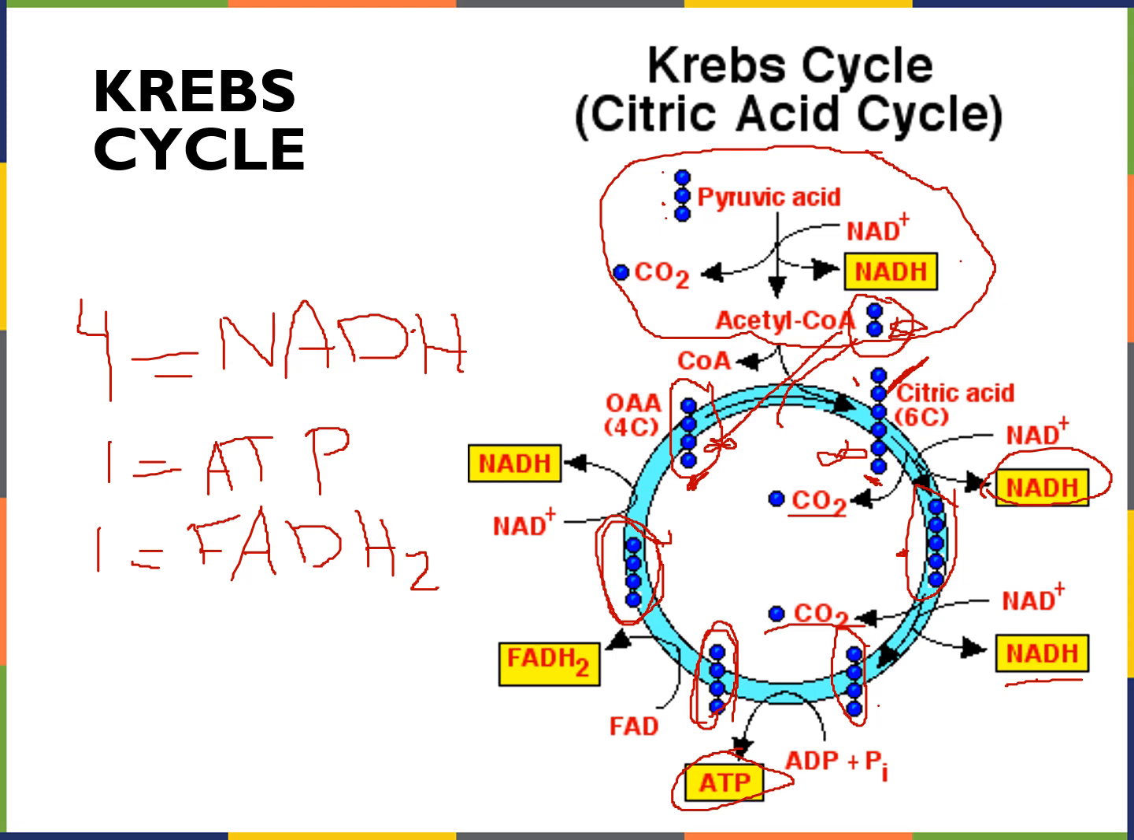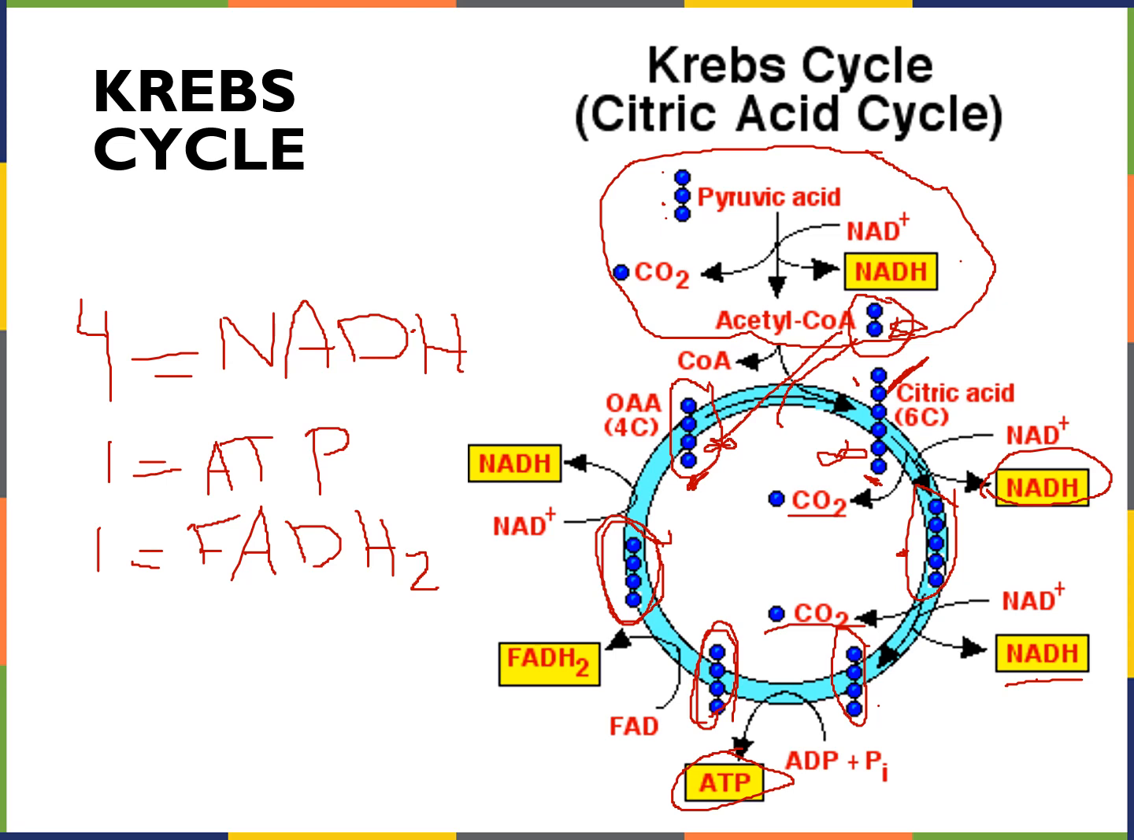Now, the second fact that you need to write down. Each molecule of FADH2 yields 2 molecules of ATP in the electron transport chain. So again, each molecule of FADH2 will yield 2 molecules of ATP in the electron transport chain.